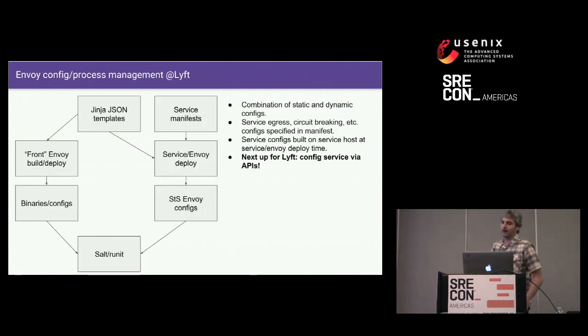So let's talk briefly about how we manage the configs, because when you're running these large architectures, it can become fairly complicated. What we actually do for Envoy is a multiple step process of config management. We have a bunch of Jinja JSON templates. Those go into our build process, and we get the output of that, and then we end up running Salt for process management, and then we have all the services.